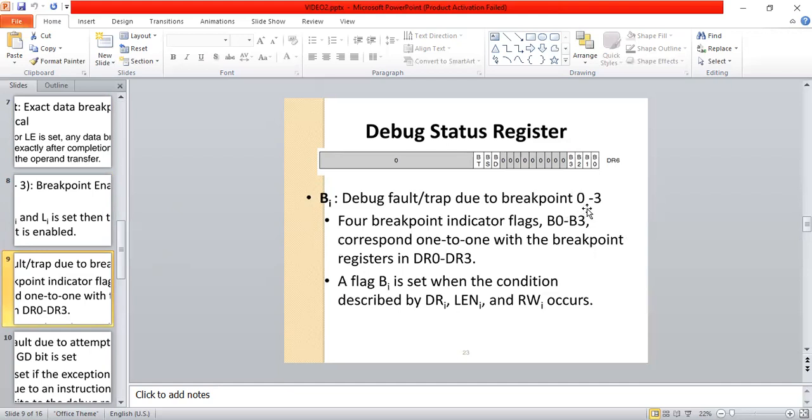I stands for 0 to 3, debug default trap due to the breakpoint. Four breakpoint indicators are there, B0 to B3, meaning B0, B1, B2, B3. Four breakpoints correspond one to one with the breakpoint registers DR0 to DR3. A flag bit BI is set when a condition described by the DRI, LENI and RWI occurs.